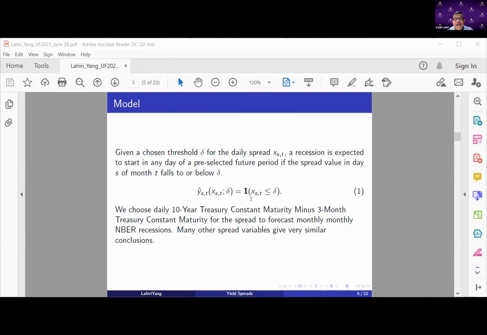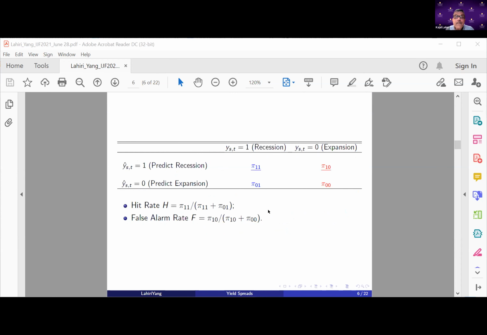So the idea is that you have a predictor, say the yield curve, and when it goes less than zero, say delta is zero, we call it the threshold, you say recession is coming. That's the way it is set up. And we are using a 12-month ahead prediction. You can do anything, but 12 works the best. That's why I use that 12-month ahead, because you're trying to make a point here.